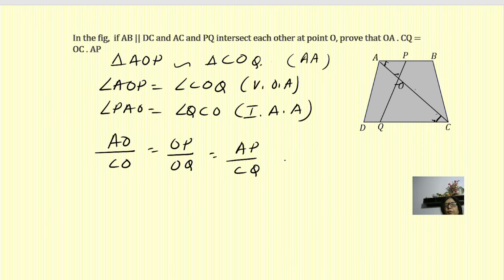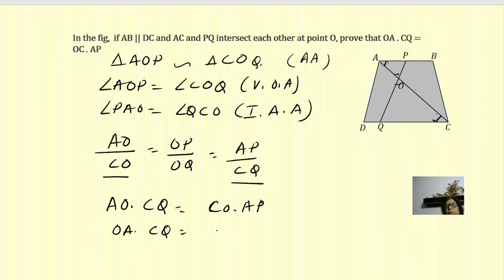We have to prove OA into CQ. So I'll take this ratio and this ratio and cross multiply them. So AO into CQ is equal to CO into AP. And here it is given OA into CQ, so you can just rewrite this OA into CQ is equal to OC into AP. So this is what we are supposed to prove.